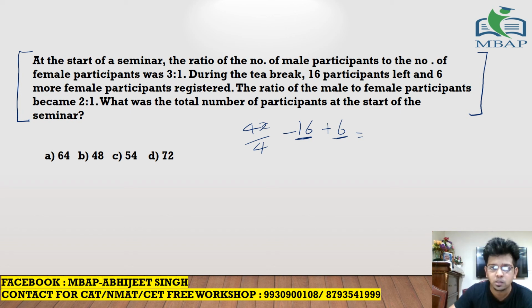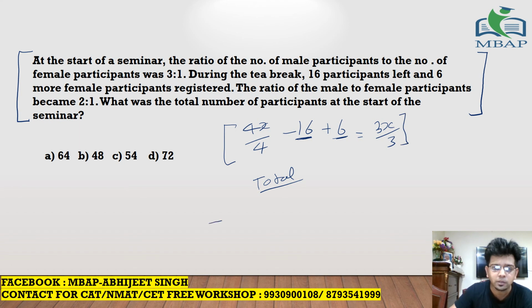The question says the ratio of male to female then became 2:1, which means the total has become 3x, which means the value is divisible by 3 towards the end. And the question is, what was the total number of participants at the start of the seminar? So the question is not asking you to find the number of male and female. The question is just about the total. Possibly you will just read the question in a very simple way to get the answer.